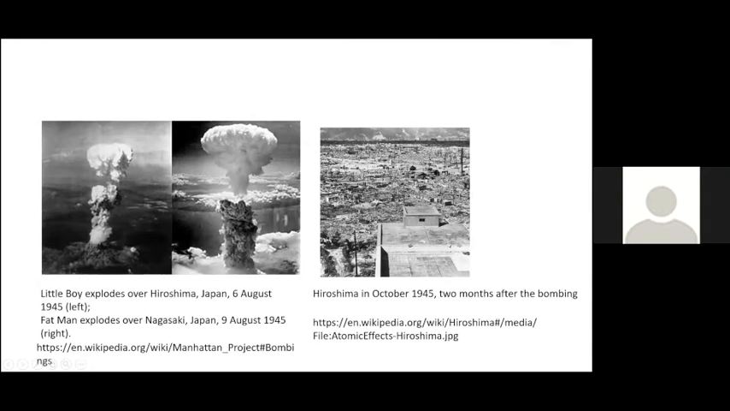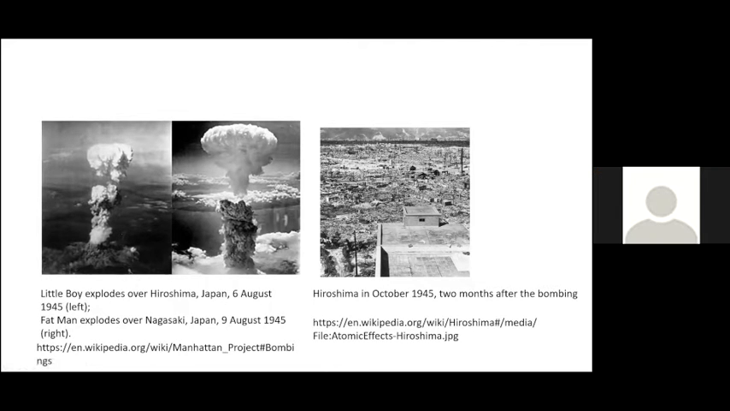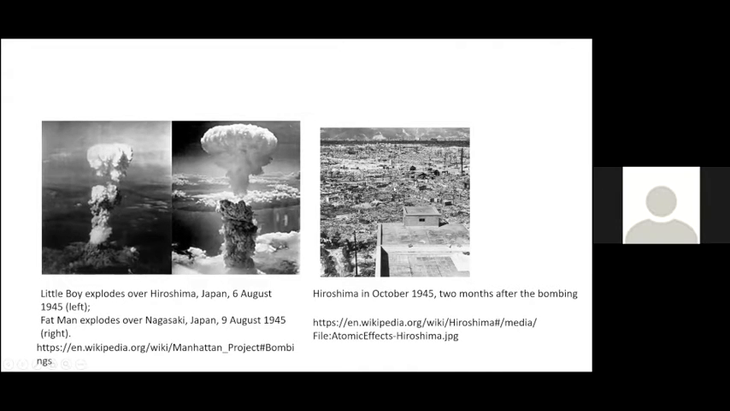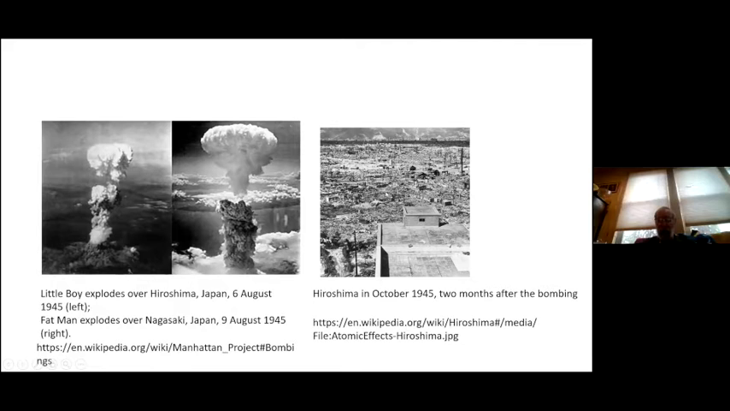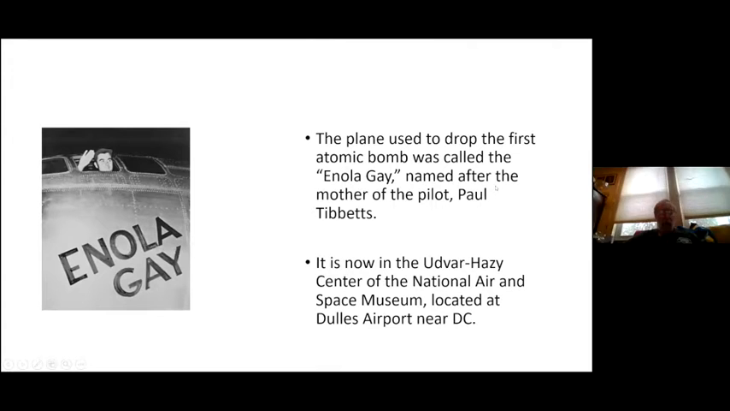These are the famous images of the cloud that resulted from the explosions over Hiroshima and Nagasaki. And this image on the right shows the damage to Hiroshima 2 months after the bombing. The plane that dropped the first bomb was called Enola Gay, named after the mother of the pilot, Paul Tibbets. And the Enola Gay is now located in the Udvar-Hazy Center of the National Air and Space Museum near Dulles Airport.